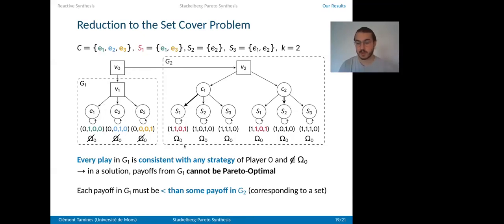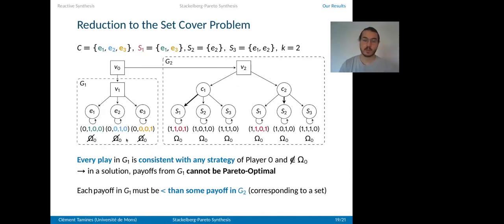which corresponds to a set. So I have highlighted here in bold a strategy for player 0, which is a solution to the Stackelberg Pareto synthesis problem in this game. Let's consider the plays which are consistent with this strategy. So there are those 3 plays here and their corresponding payoffs. There is this play here, which corresponds to selecting set S1, and this play here, which corresponds to selecting set S2. We can see that this payoff is strictly larger than this one and this one, and we can see that this payoff is strictly larger than this one.